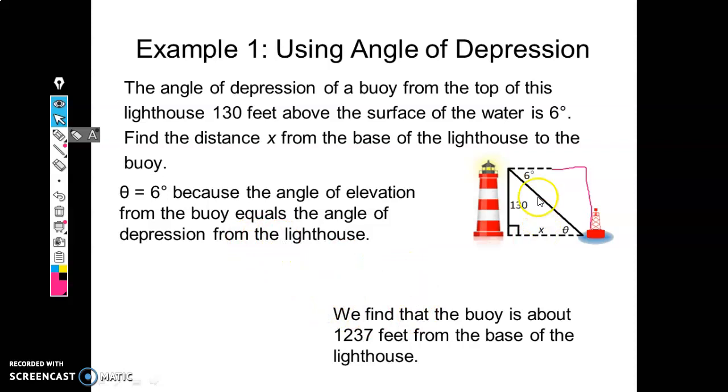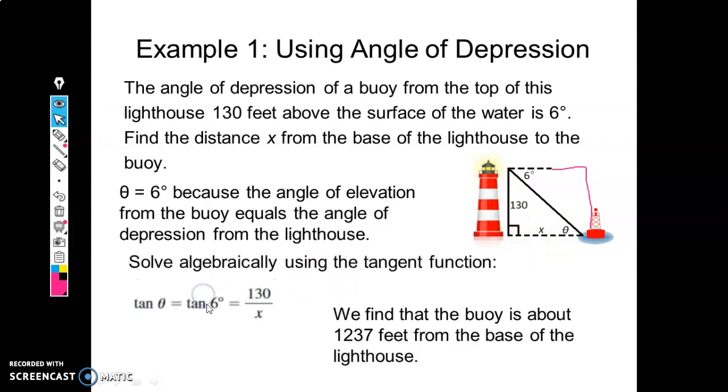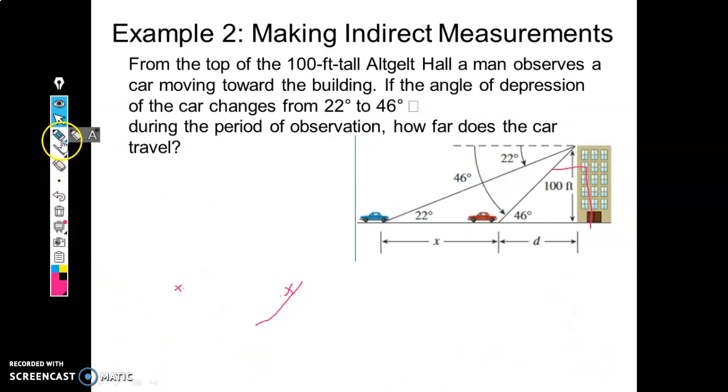So, once again, we know the opposite and we know the adjacent, so we're going to be using tangent. In this particular one, we are going to multiply both sides by x first to get the x out of the bottom there. Then you divide both sides by tangent of 6, and you see where the buoy is: about 1,237 feet from the lighthouse. All right, now we're going to get to a tougher one here.